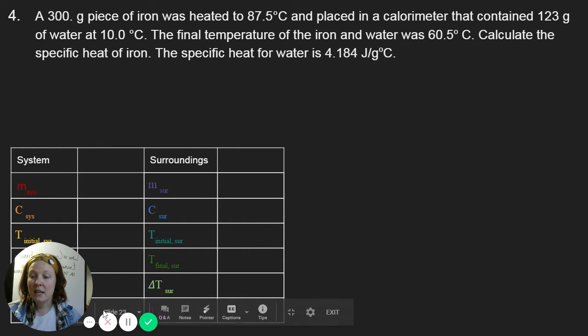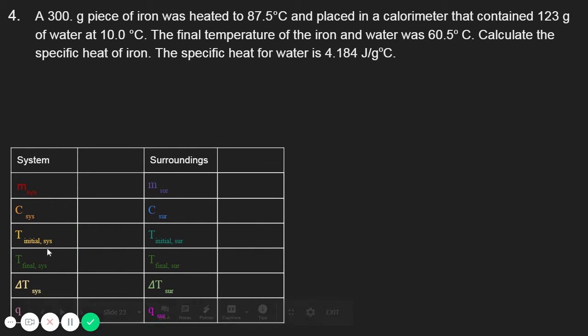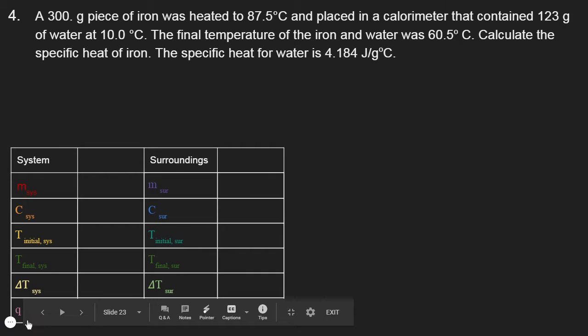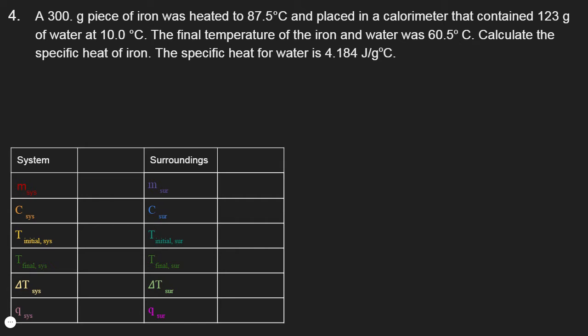So this practice problem correlates with number 4 on your notes. Number 4 says, a 300-gram piece of iron was heated to 87.5 degrees Celsius and placed in a calorimeter that contained 123 grams of water at 10 degrees Celsius. The final temperature of the iron and the water was 60.5 degrees Celsius. Calculate the specific heat of iron. The specific heat for water is 4.184 joules per gram degree Celsius.